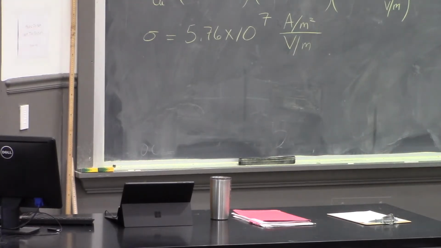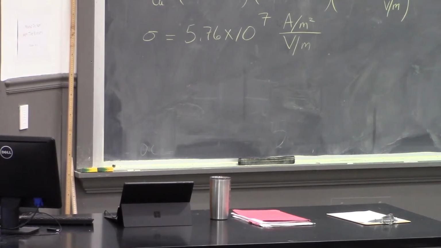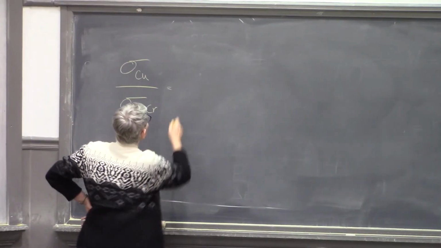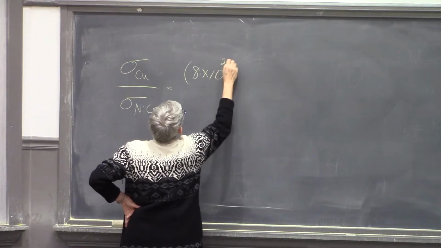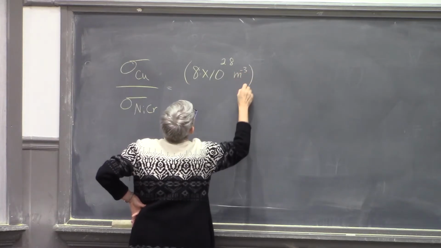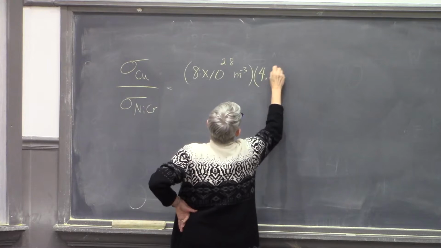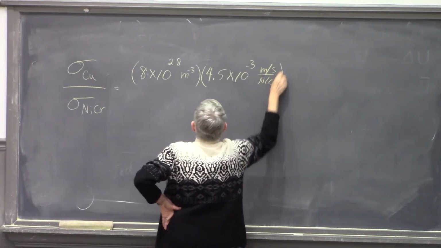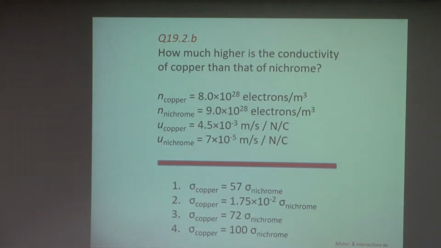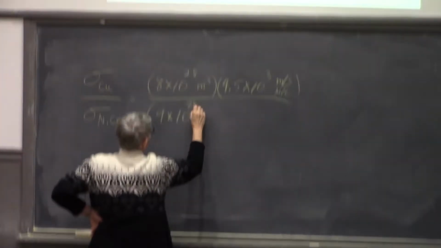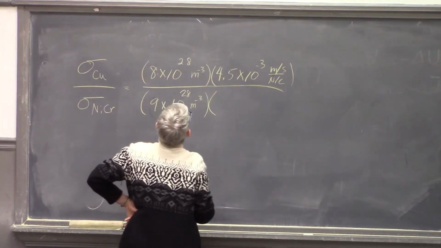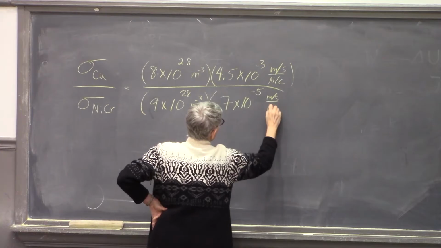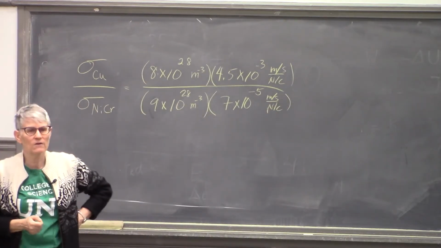So what do we get here? We get 8 times 10 to the 28th electrons per cubic meter times 4.5 times 10 to the negative third meters per second per Newton per Coulomb, divided by 9 times 10 to the 28 per cubic meter, not very different. But here we have 7 times 10 to the negative fifth meters per second per Newton per Coulomb. So what's that going to come out to, approximately?